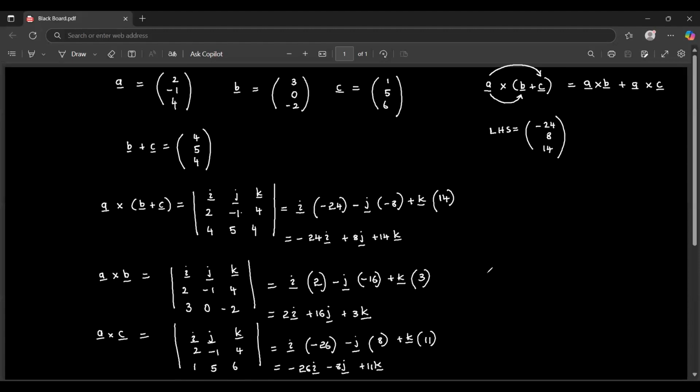So RHS is equal to A cross B plus A cross C. So that is equal to 2, 16, 3 plus minus 26, minus 8, plus 11. So that is equal to minus 24, 8, 14. See, RHS is equal to LHS. Therefore, this property of the product can be applied directly.